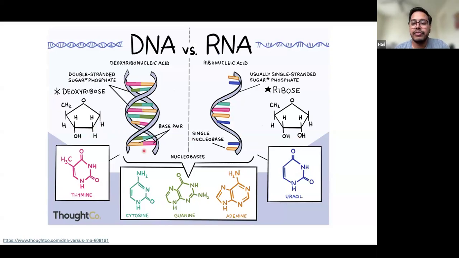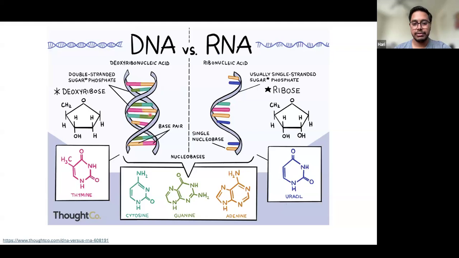And another difference is that the base that is being used in DNA, which is thymine, is not present in RNA. We see another type of base called uracil, and the only difference between these two molecules is the presence of the methyl group here. And then the other bases are cytosine, guanine, and adenine. And you can see that DNA is a double-stranded molecule.